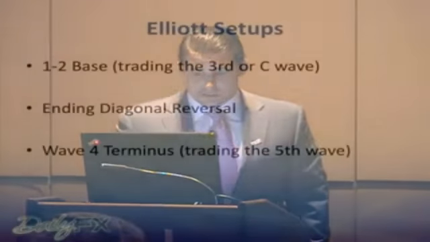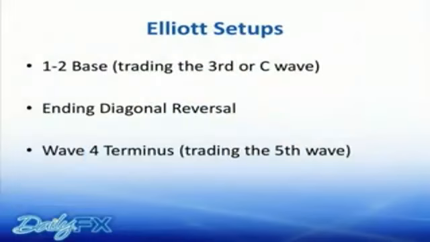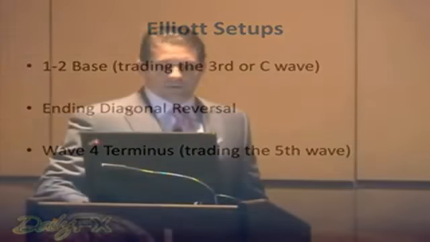The second one is an ending diagonal reversal. Also, it could be thought of as the end of a wedge pattern, right? And this happens at the end of larger moves for the most part. And then the last one is finding basically the last correction in a trending market, finding that wave 4 end point. Okay, and remember I talked about the channeling. That's the best way to do that.